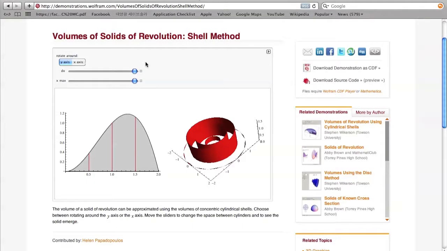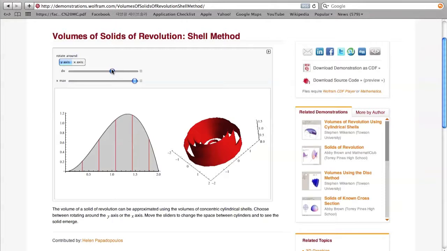So if we wanted to determine the volume of a solid generated by revolving this gray region around the y-axis, we could determine it by using shells created by very thin rectangles, as denoted by these red lines, about the y-axis, which produces a cylindrical shell. See, the idea behind this method is that if we start to accumulate the number of shells, it will approach the volume of the solid.